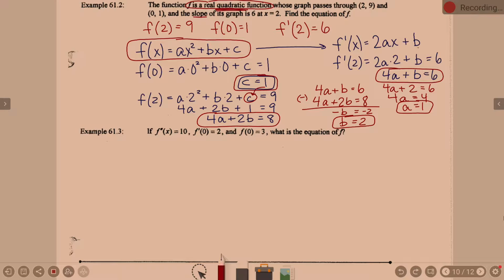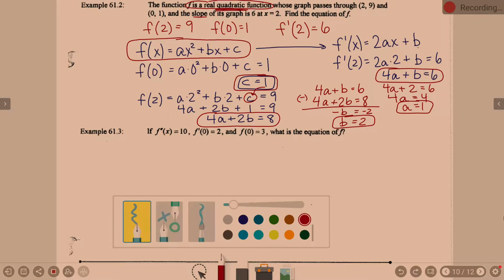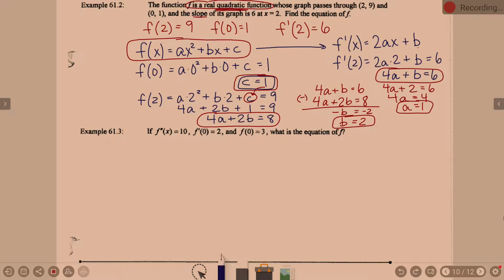What were we originally supposed to do? Always good to go back and reread is my point here. We found A, B, and C, but what was the point of this question? The question was to find the equation of f. So don't stop. I mean, you've gone to all this work. Don't miss the point for finding the equation.